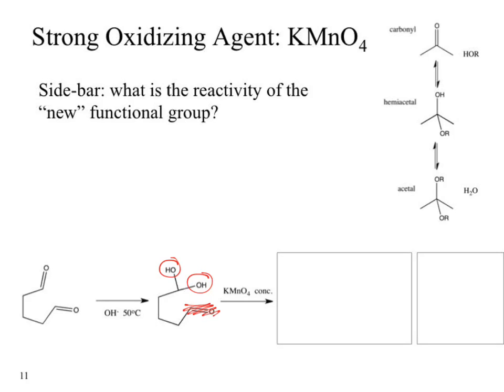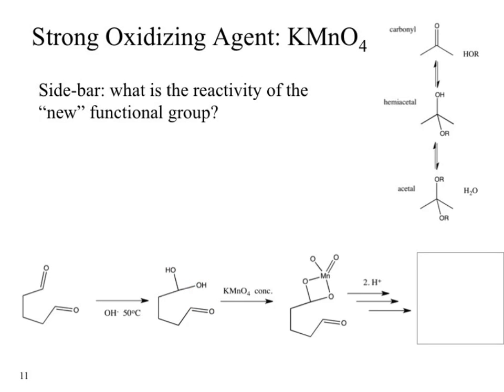What do we have? A diol, which will react with permanganate. The permanganate facilitates the second oxidative step, we work the reaction up with H+, and we'd end up with our final answer. What will that final answer look like? What's this next oxidative step?